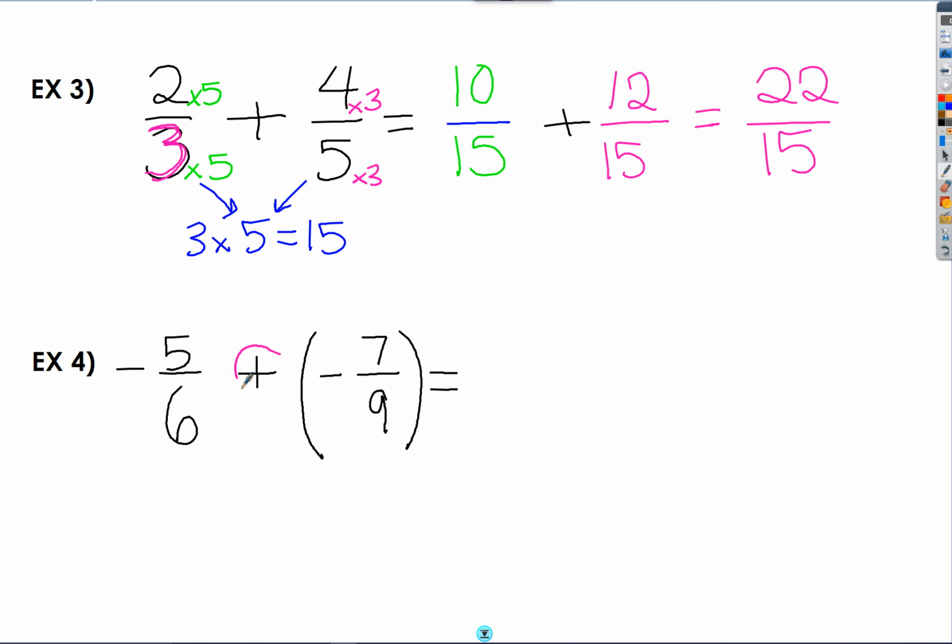And when I'm adding, okay, in this case, I'm still doing an addition problem. Yes, there are negatives, and we're going to look at that in a second.